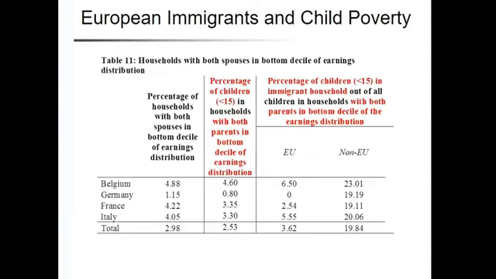If we look at immigrant households where both partners are in the lowest decile of the earnings distribution and who have children below 15, then this amounts to 2.5% of households. However, when we look at the percentage of children who are growing up in households where both partners are in the lowest 10% of the earnings distribution, then for non-EU immigrants it is actually 1 in 5, which is a dramatic number.